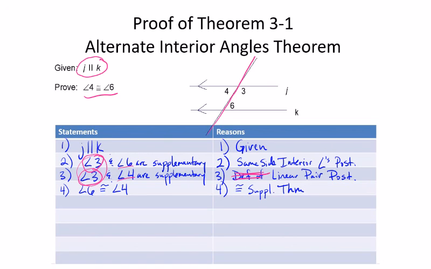Okay. All right, and we just proved what we set out to prove, right? That alternate interior angles are congruent. And we used the same side interior postulate, right? And then we also used our linear pair postulate in this case.